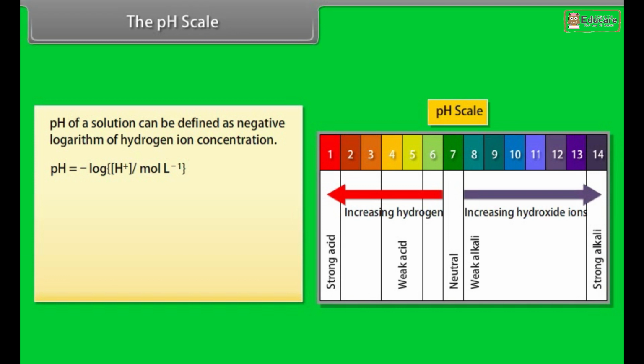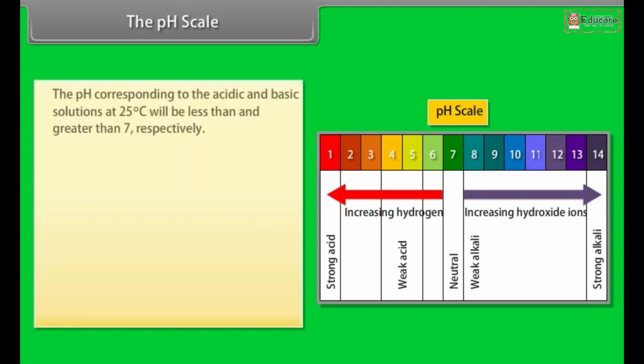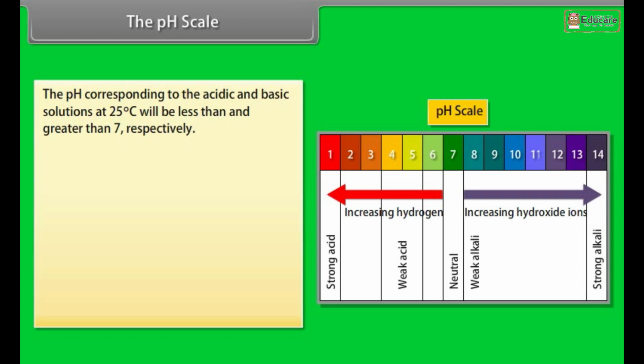The pH scale. The pH of a solution can be defined as the negative logarithm of the hydrogen ion concentration. For neutral water at 25 degrees Celsius, pH is equal to minus log of 1.0 into 10 raised to the power minus 7, which is equal to 7. The pH corresponding to the acidic and basic solution at 25 degrees Celsius will be less than and greater than 7 respectively.